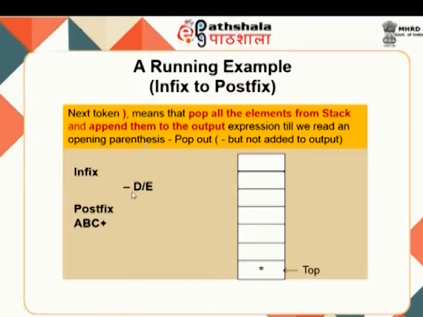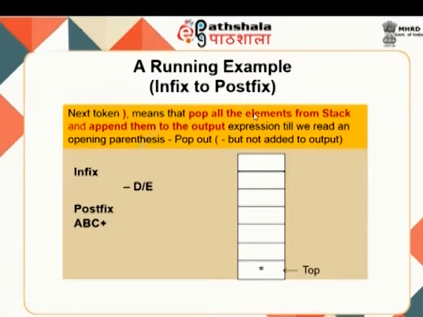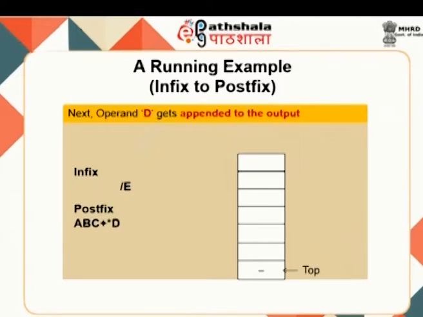Now, minus is an operator. What you will have to do: the ISP of star, the multiplication operator, is higher than minus. So we have to pop that star and push the minus. You have done a pop and a push together: you pop it out, append it to the output, and push in the minus. Next, what you see is the D. D is just an operand, so it is appended to the output.